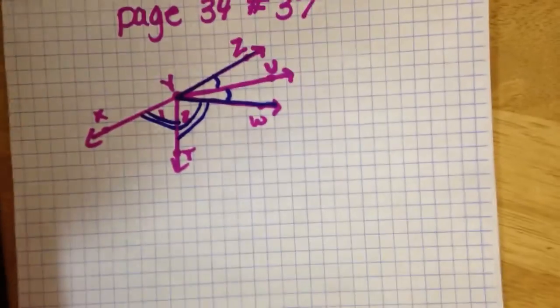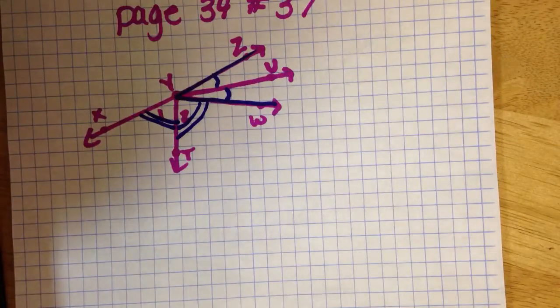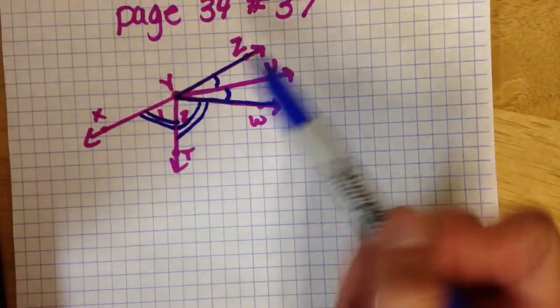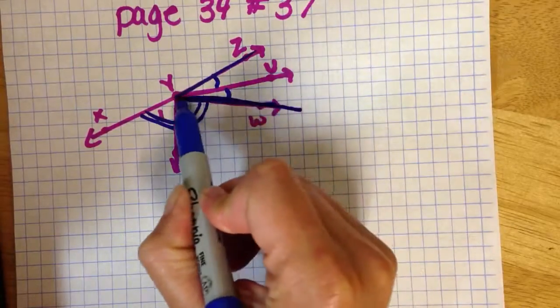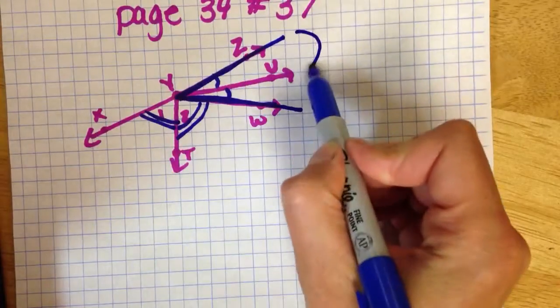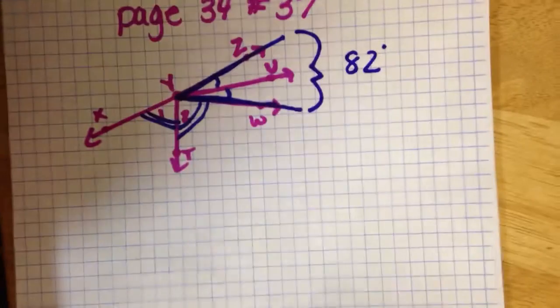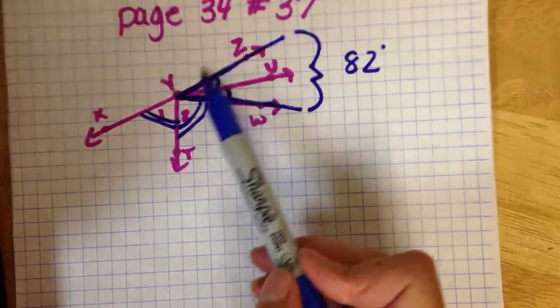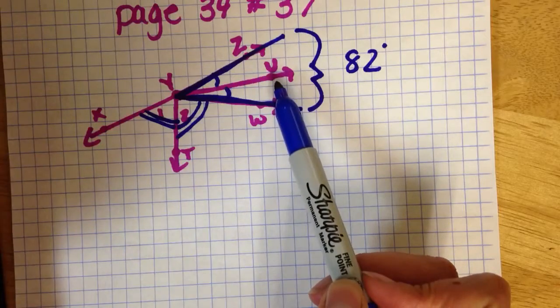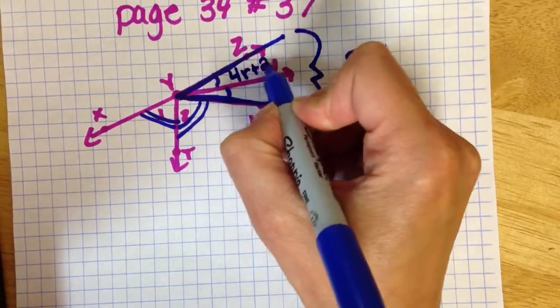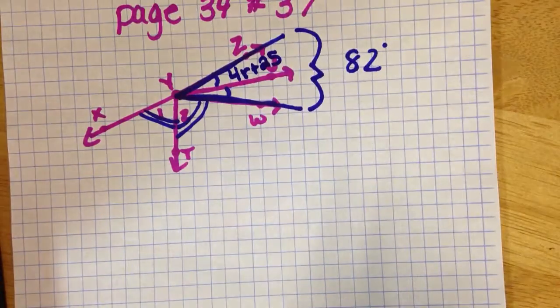Okay, number 37 tells you that the measure of angle WYZ, so this whole angle here, is 82 degrees. And that the measure of ZYU is 4r plus 25. And it wants us to find r. So you could do this one of two ways.